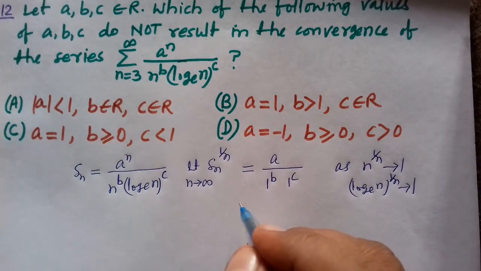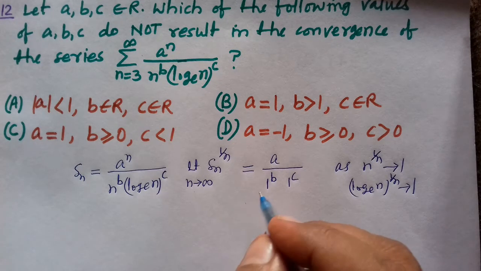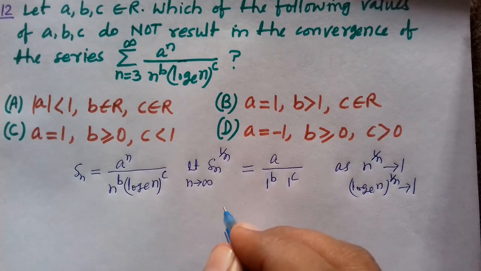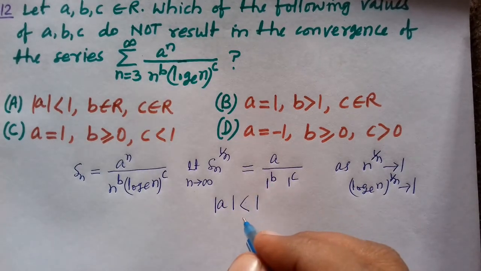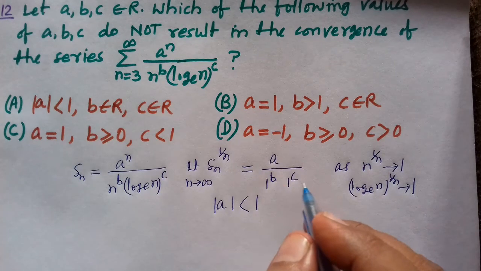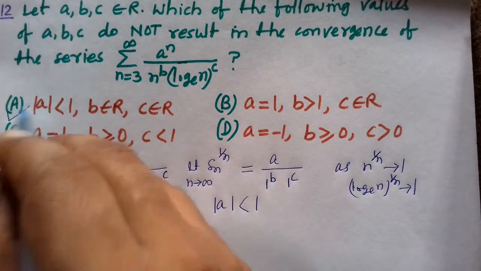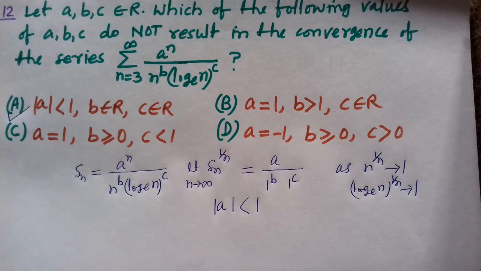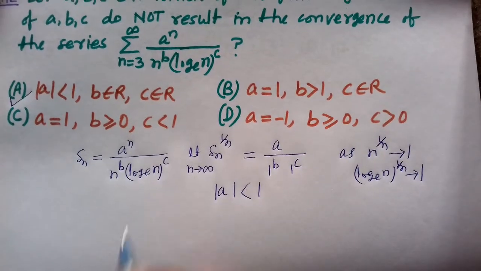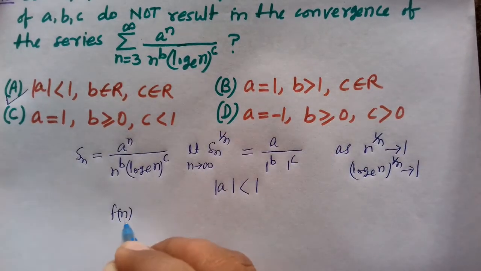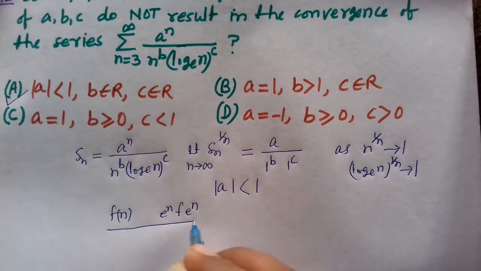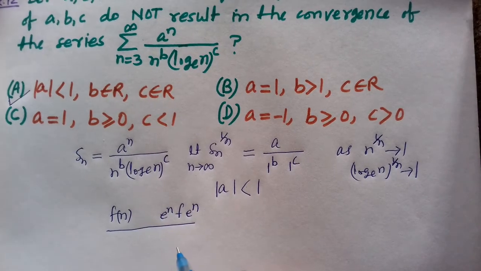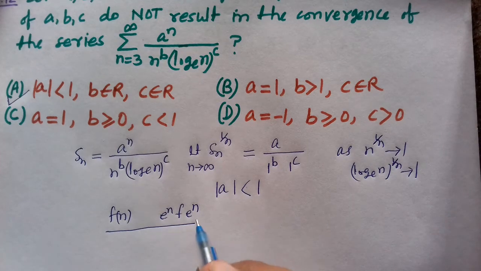So from here, using Cauchy's root test, a should be less than 1, whatever be the values of b and c. So a is correct. Now b. To check b, we know that if fn is a sequence, then e to the power n times f of e to the power n, both will be divergent or convergent.